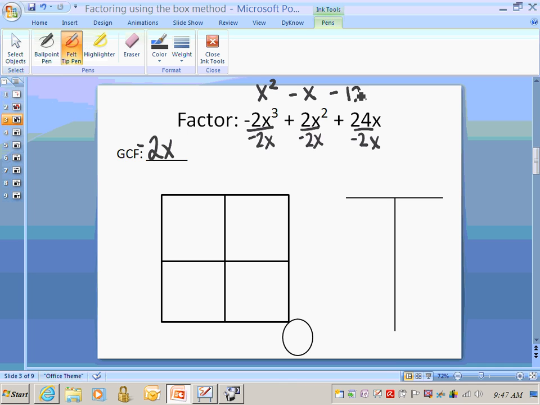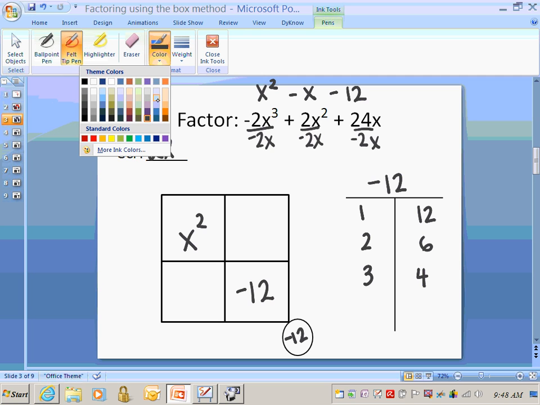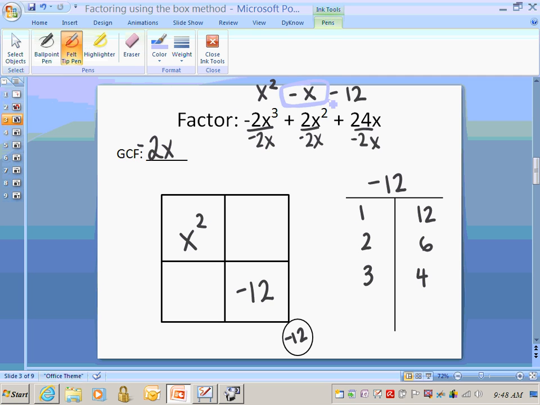Okay, then we're going to take what's left and put it in the box. So x squared minus 12. What goes in my circle? Negative 12. So factors of negative 12, 1 and 12, 3 and 4. Since they're multiplying to get a negative, what do I know? One's negative, right? And what Erica's saying is, since they're adding to a negative 1, my bigger one's going to be negative. Is that true? Yes.